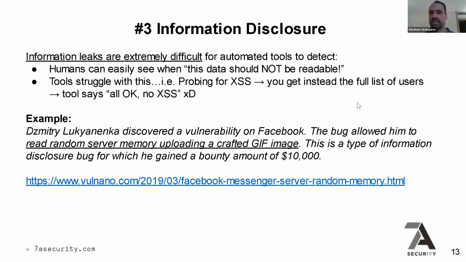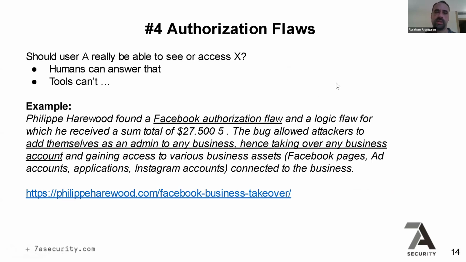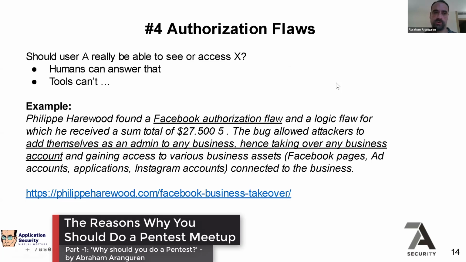So this is an example of being able to read random server memory by uploading a crafted GIF image, for example. Another vulnerability found on Facebook by another bug hunter. So just another example of that, missed by a very big company like Facebook.